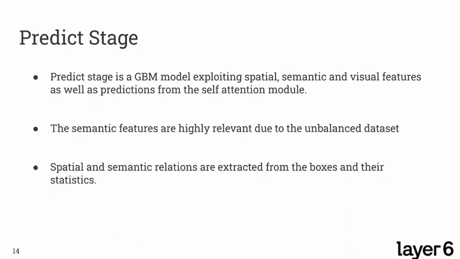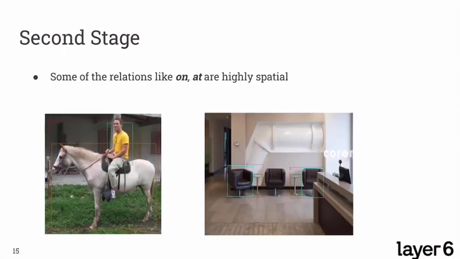These are highly relevant because the Home Action Genome dataset is highly unbalanced. Some of the predicates are much more popular than the rest of the predicates. We additionally extract spatial features that encode the bounding box coordinates of subjects and objects, their relative positions, IOU, etc. The spatial and semantic features are all extracted from the boxes and their statistics.